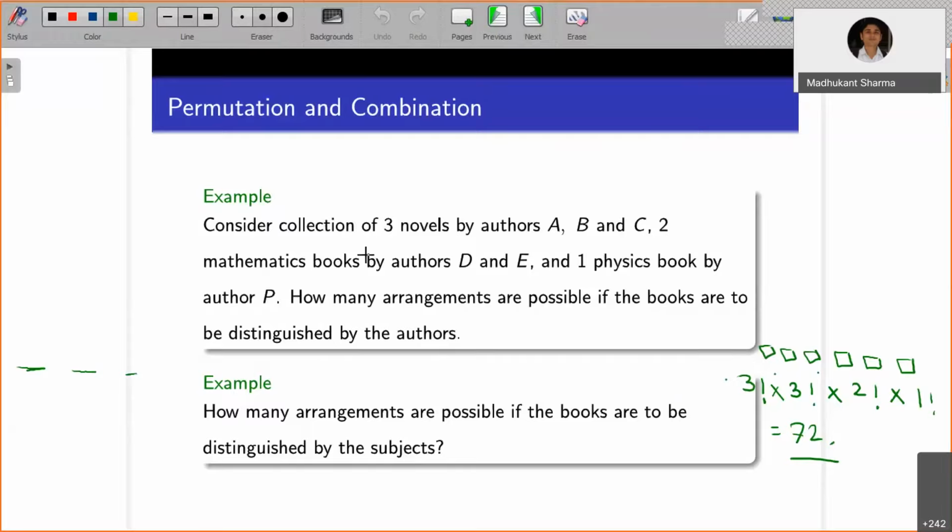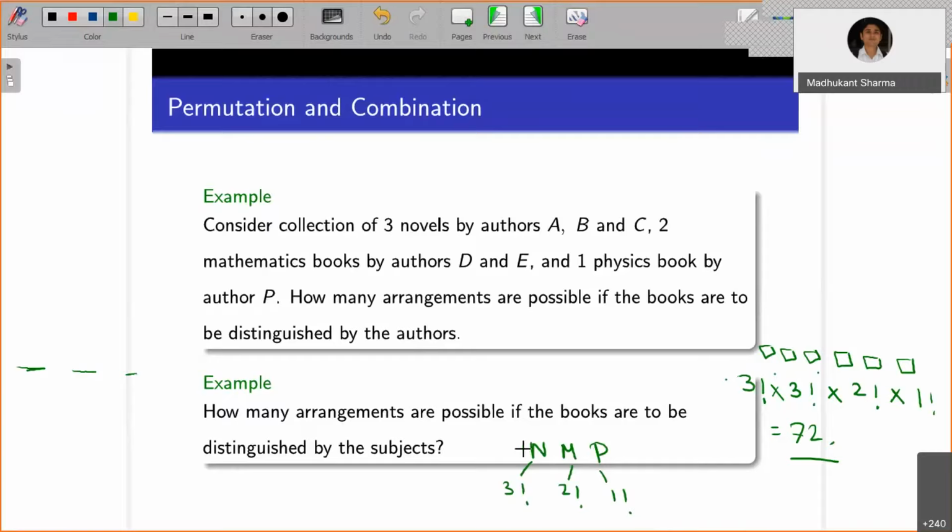See what this example is asking: how many arrangements are possible if the books are to be distinguished by the subjects. There are 3 subjects: novel, mathematics, and physics. Novels can be arranged in 3 factorial ways, mathematics in 2 factorial ways, and physics in 1 factorial way, because they are going to be lined up.